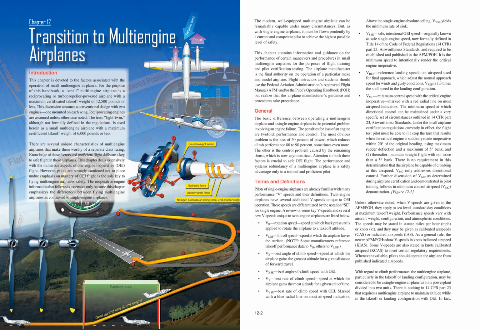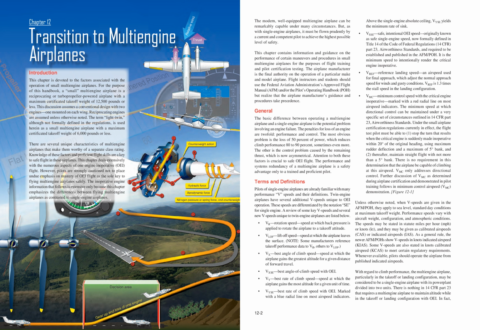This chapter deals extensively with the numerous aspects of one-engine inoperative, OEI, flight. However, pilots are strongly cautioned not to place undue emphasis on mastery of OEI flight as the sole key to flying multi-engine airplanes safely. The inoperative engine information that follows is extensive only because this chapter emphasizes the differences between flying multi-engine airplanes as contrasted to single-engine airplanes. 12-1. The modern, well-equipped multi-engine airplane can be remarkably capable under many circumstances.